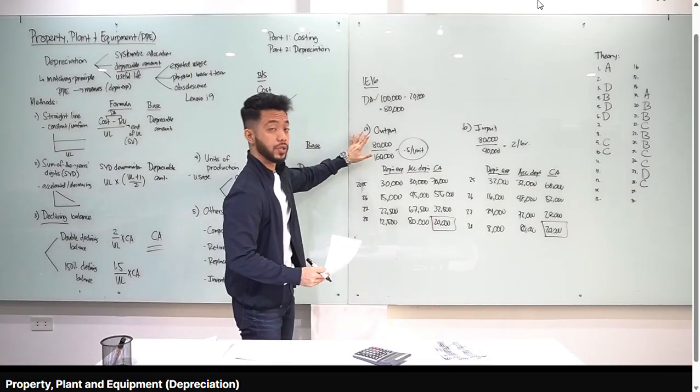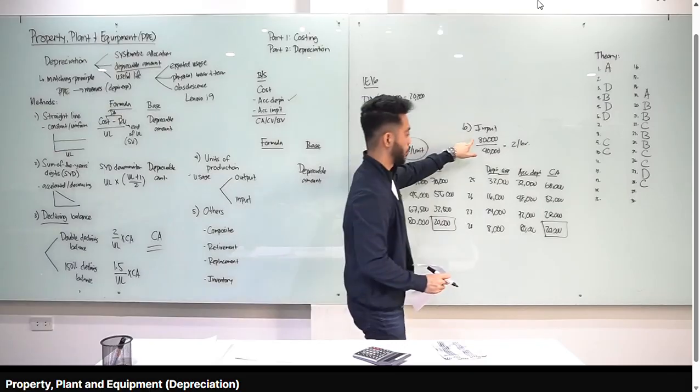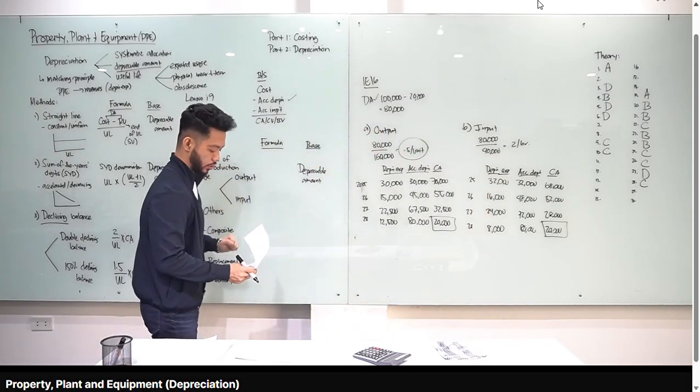So ito lang mahalaga dyan. Depreciable amount, kasi yun yung base natin over total output. Depreciable amount over total input. After that, multiply ka na ng multiply. Okay? We call this units of production method.